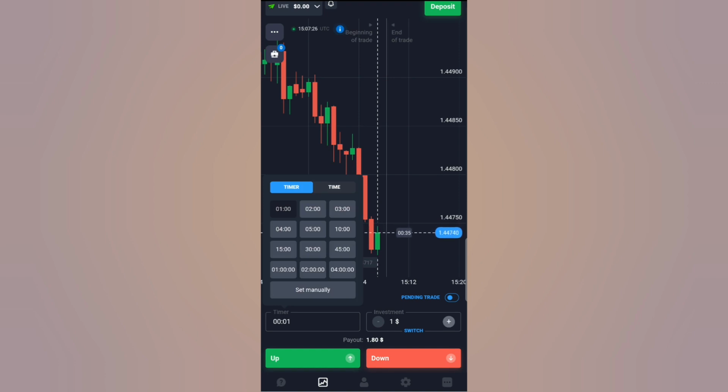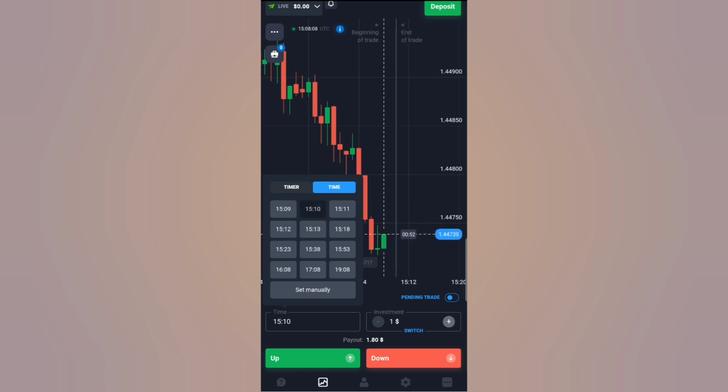As you can see here, there are two sections. One of them is called timer and the other is called time. What's the difference between them? The difference between them is that from the timer box, I can choose the trade, for example, to end in 1 minute, or in 4 minutes, or in 15 minutes, or in 1 hour. So I'm setting a time in which the trade will end. You can also set this manually if you want to.